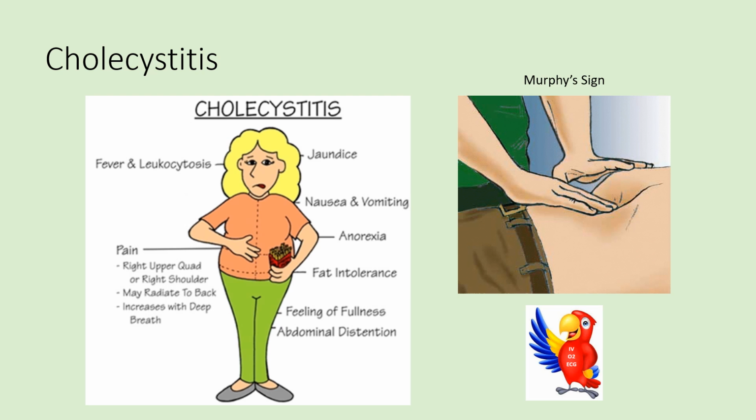Next is cholecystitis. This pain is cyclic in nature. It waxes and wanes, or comes and goes, and is aggravated by eating fatty food. So the patient can be fevered, complain of that right upper quadrant pain, and that pain may radiate to the right shoulder or straight through to the back, and it could increase with deep breaths. They could also be jaundiced, complain of nausea and vomiting, or just not eating much and anorexic, and fat intolerance. That fatty food, like I said, aggravates this sensation.